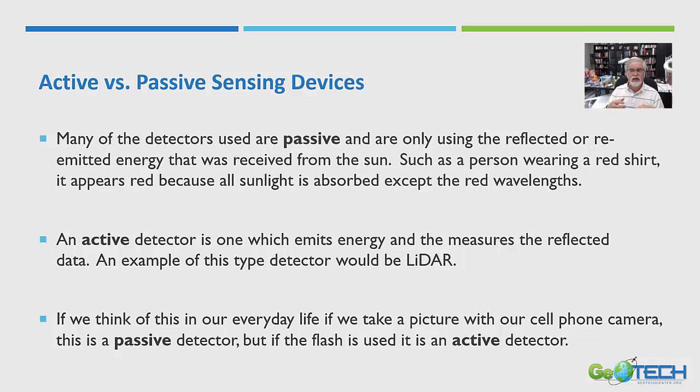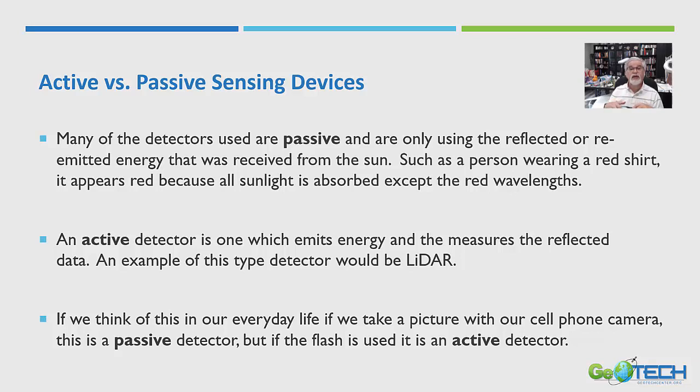Let me give you an example. If you take your cell phone camera and take a picture, that is a passive use of remote sensing. It's because what you're imaging, you're not in direct contact, you're looking at the reflected and re-emitted energy coming from whatever you're taking the picture of. But if you turn on the flash on your camera, that flash sends out a pulse of energy, strikes the object, and sends it back to your camera to be detected. That would be an active type of remote sensing.